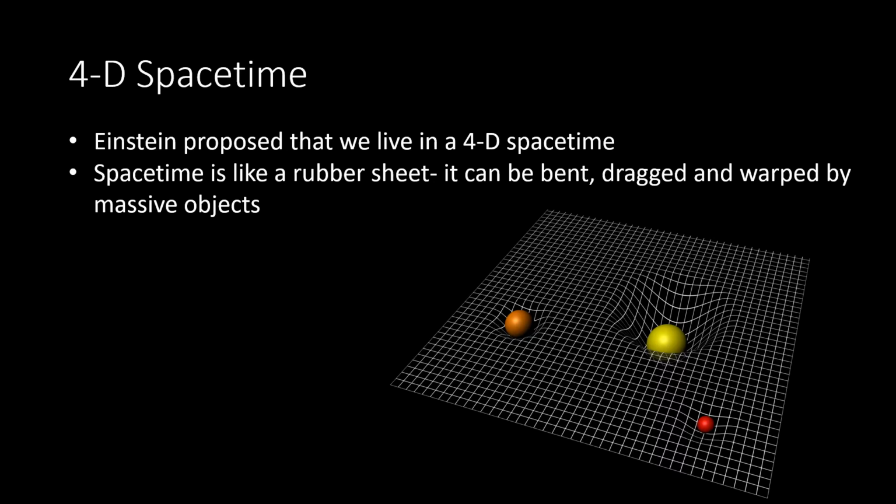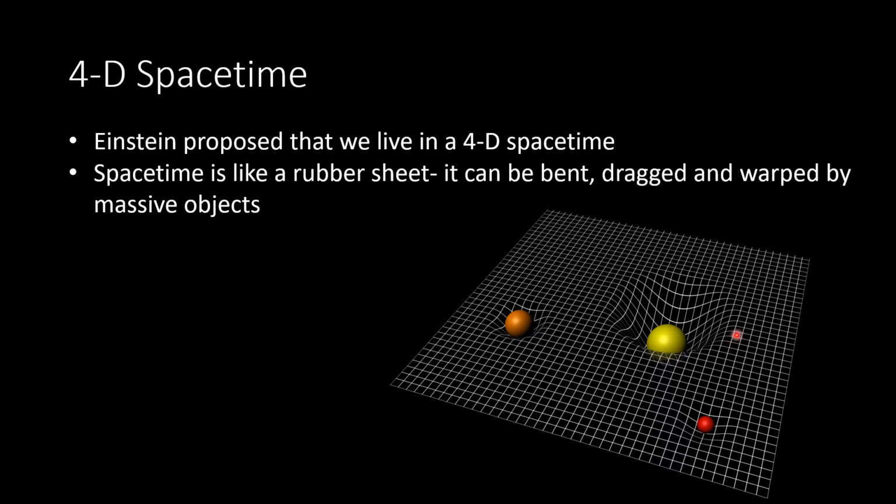Now, the best way to think about our four-dimensional spacetime is to imagine it like a rubber sheet. And you can see that here in the little cartoon. Basically, the fabric of spacetime is represented by this grid pattern here. And if we have massive objects like stars or planets or galaxies that are sitting in spacetime, then they can actually bend spacetime. So if you were to place a heavy object on a rubber sheet, it would bend. The same type of thing is happening in our four-dimensional spacetime.